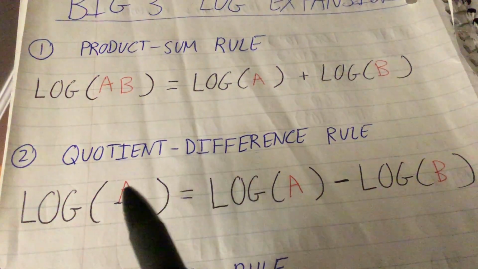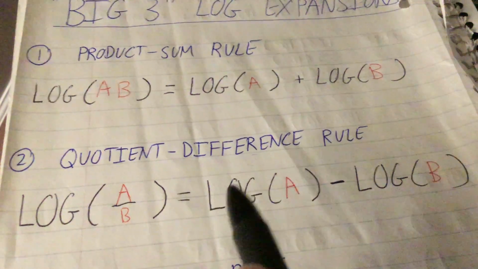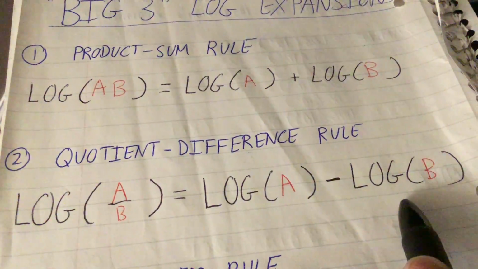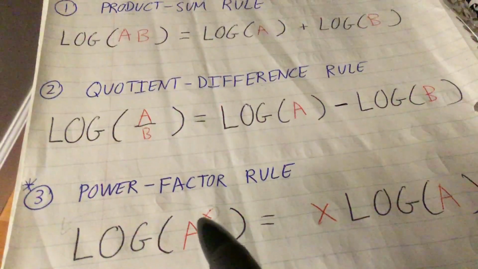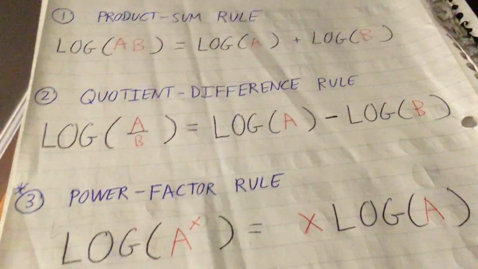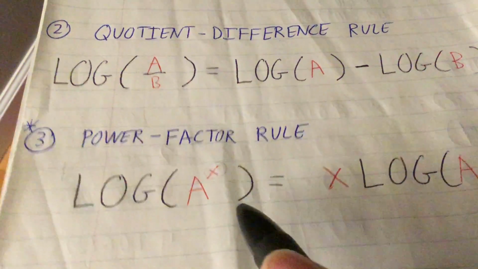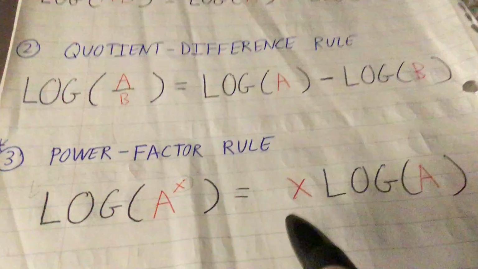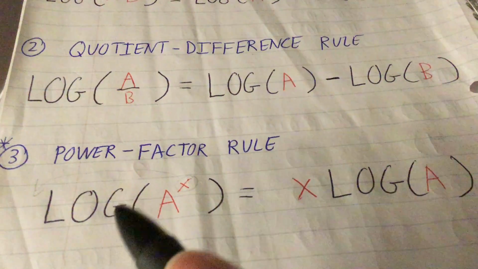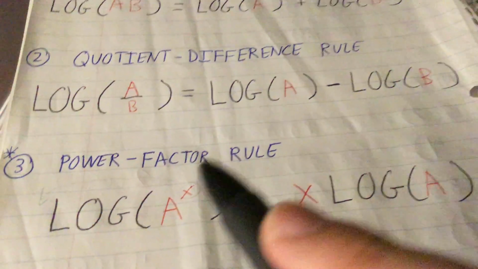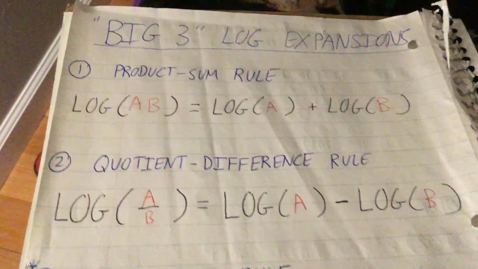the numerator over the denominator, we can expand that logarithm by making the log of the numerator minus the log of the denominator. And finally, the power factor rule states that if we have an exponent inside of the logarithm, if we have log of a to the x, this expands to become x log of a. In other words, if we have the log of the argument with the exponent, then the exponent can come out to the front as a factor. It's just these three rules.